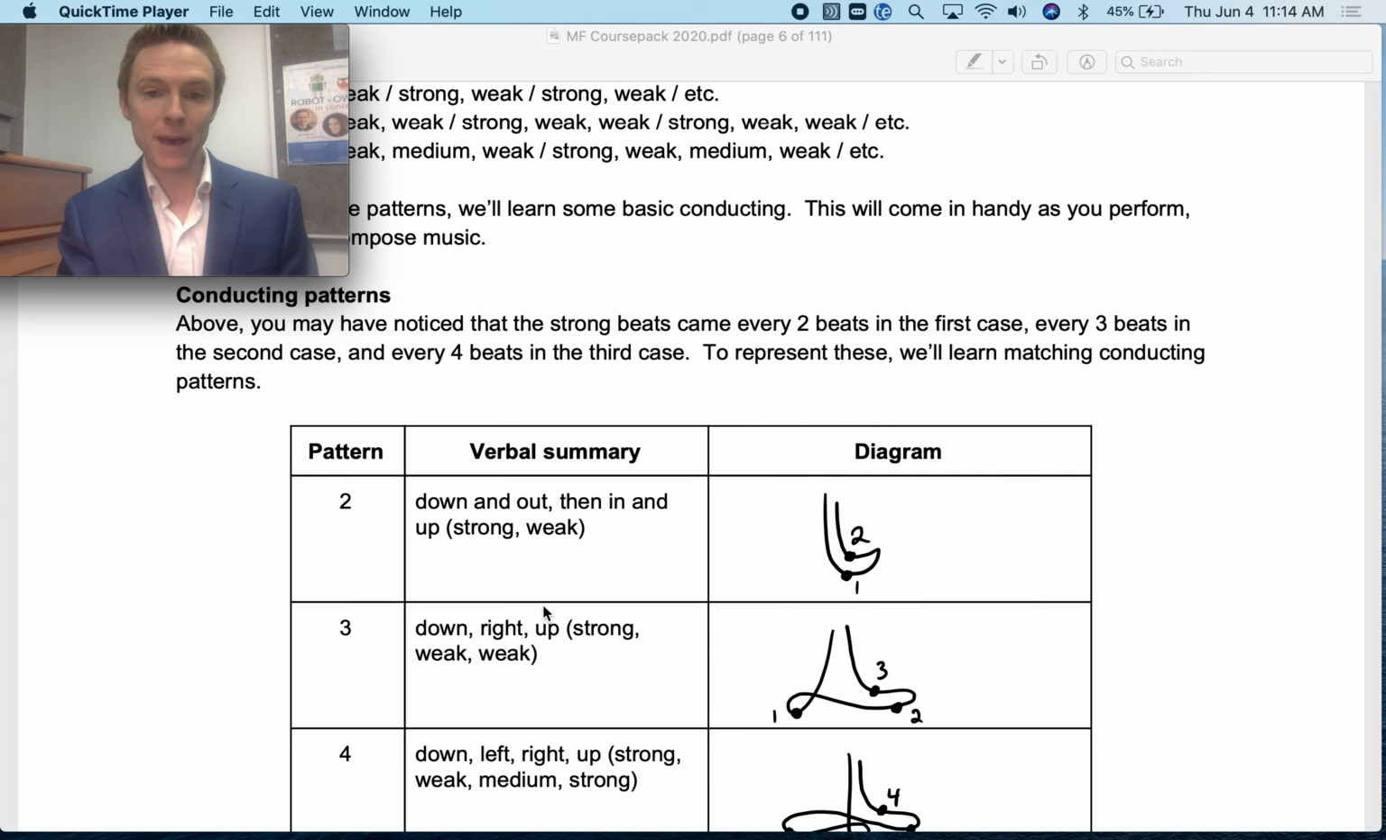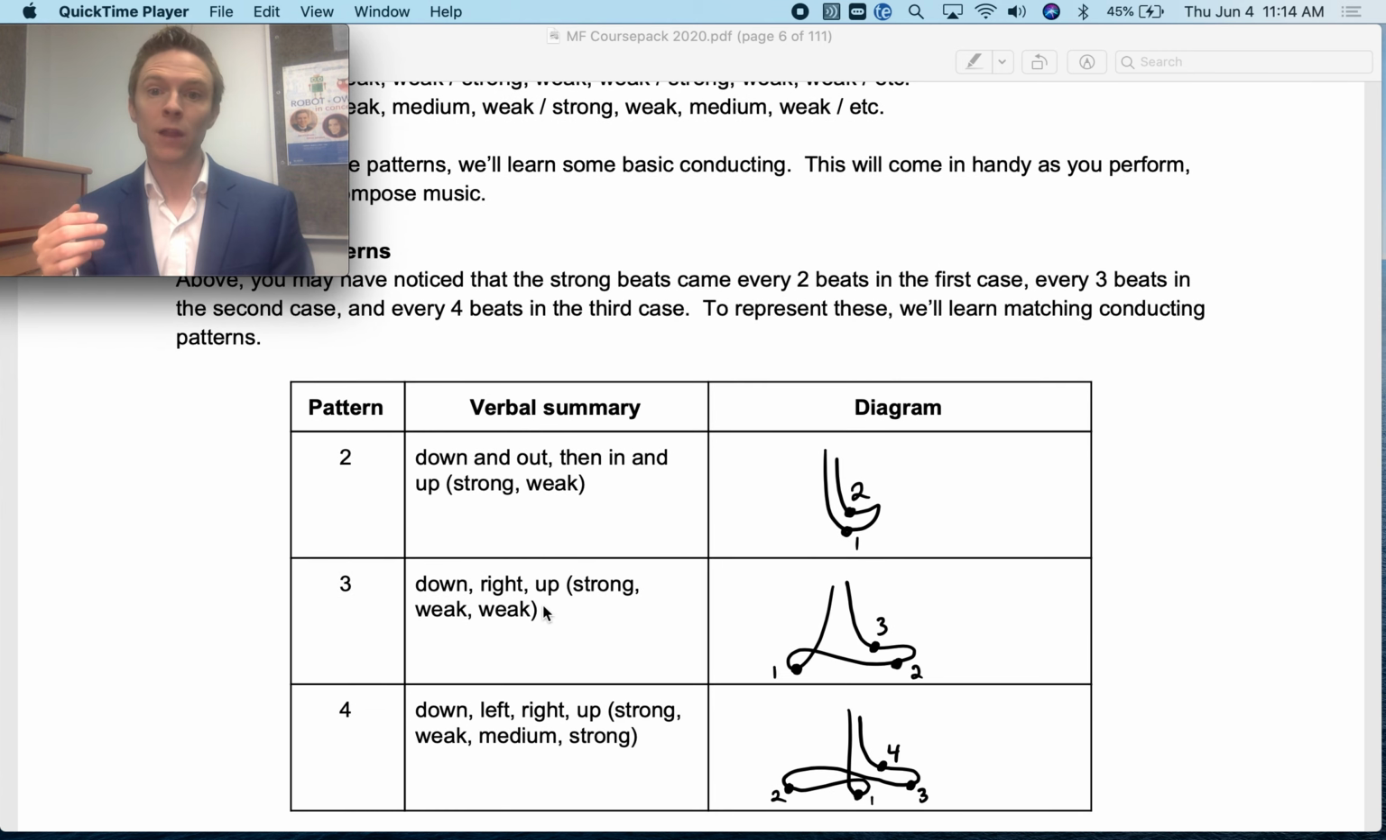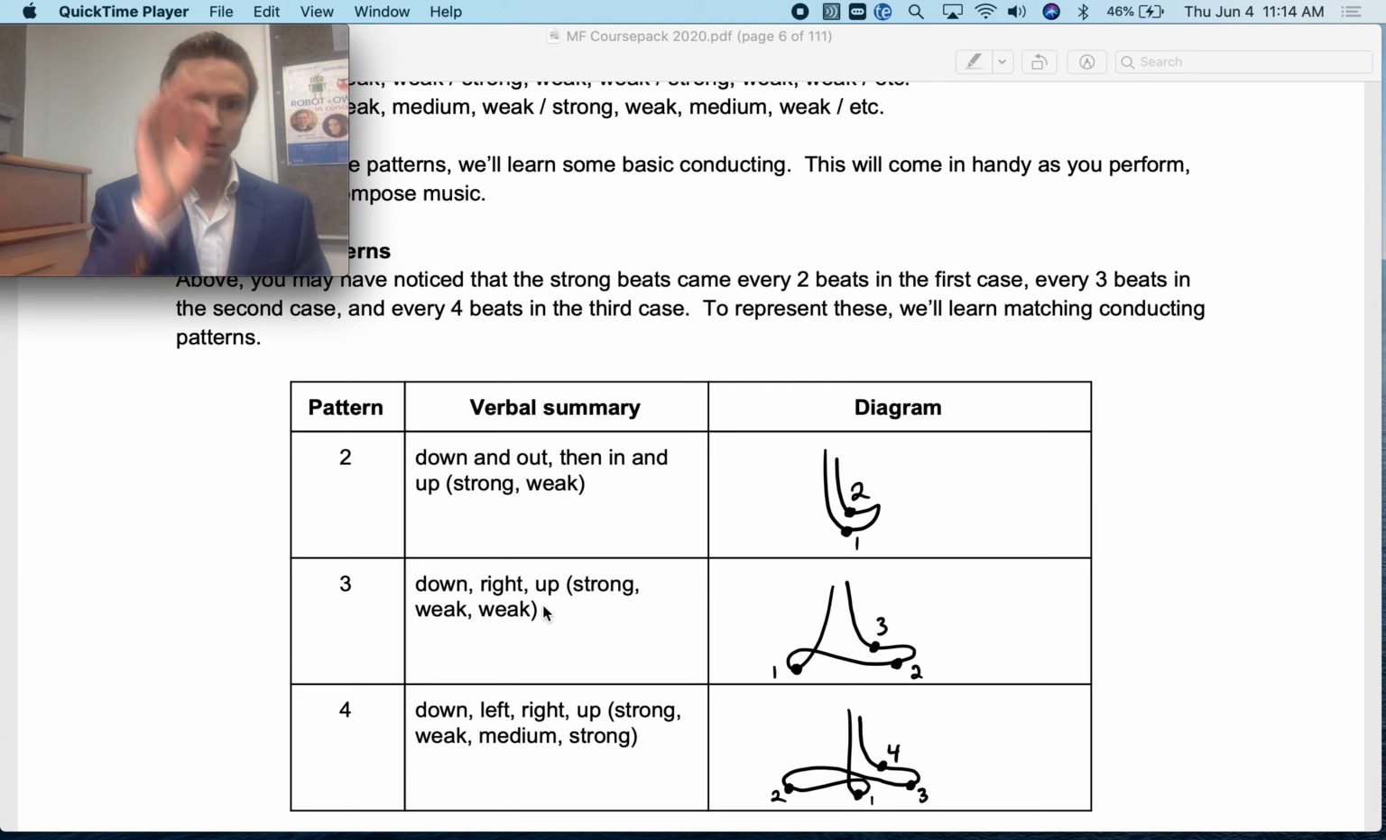Let's go on to the 3 pattern. So with the 3 pattern, this aligns with that strong, weak, weak beat pattern. So again, 1 is going to be down for reasons of gravity. 2 is going to be out or to your right. And 3 is going to be in a little bit and up. So really just think down, right, up, down, right, up, down, right, or even down, out, up, down, out, up. That way you have a nice emphasis on 1, and then 2 and 3 are the other weak beats in the pattern.